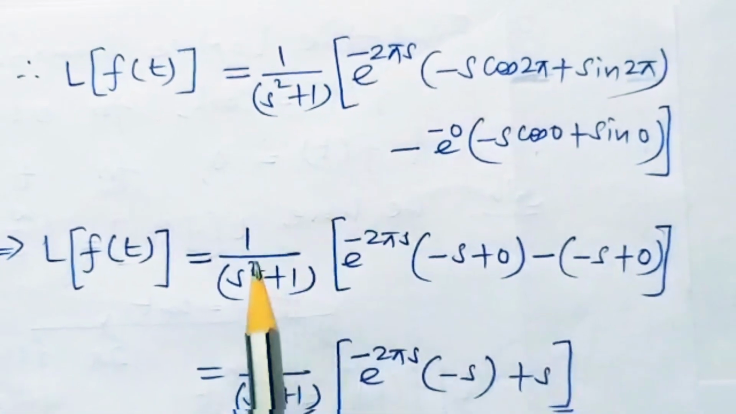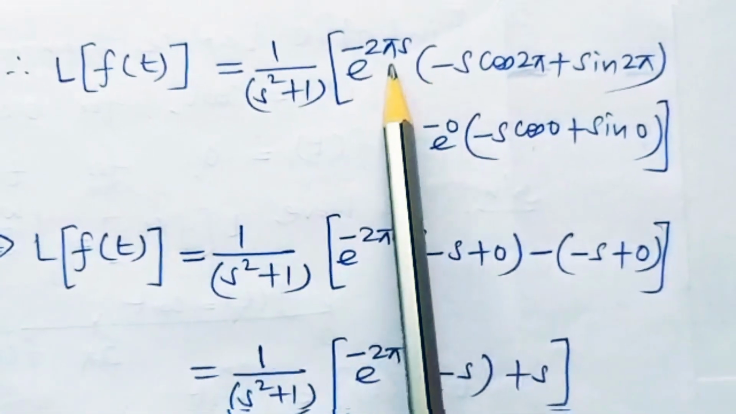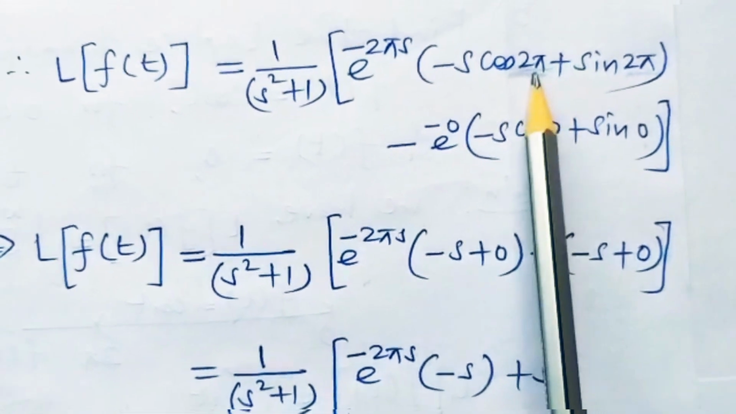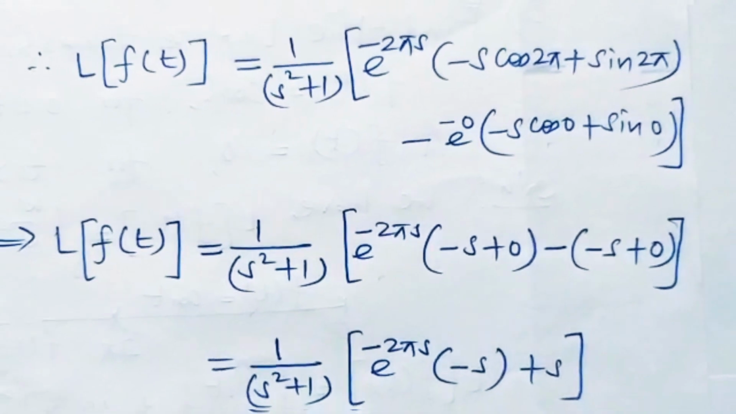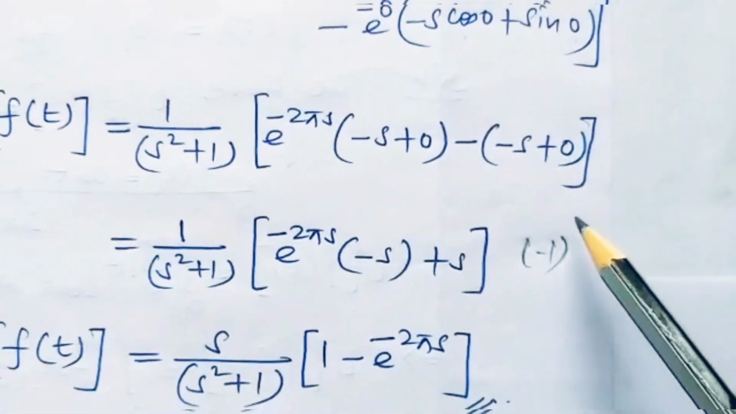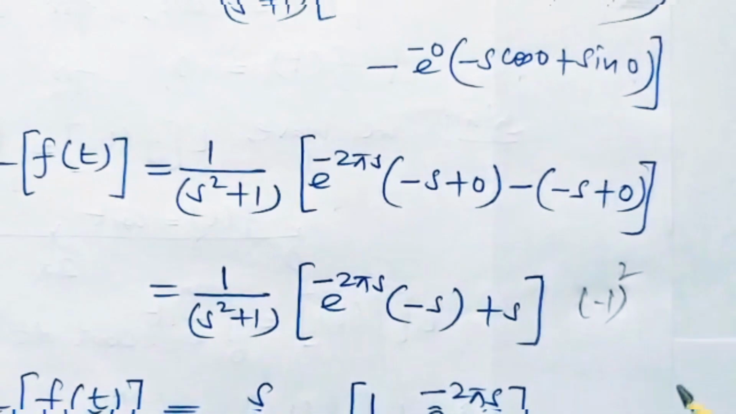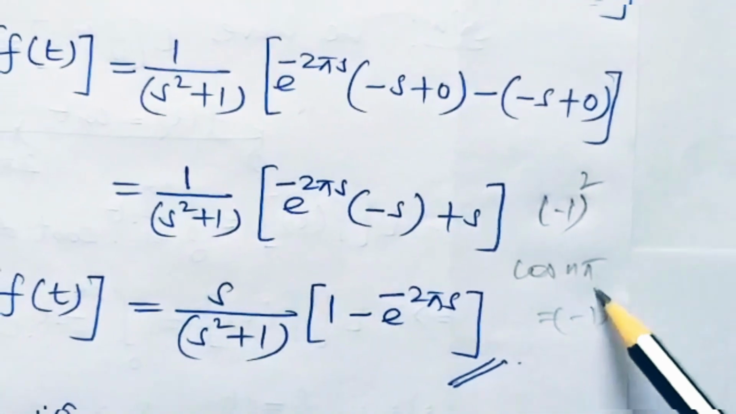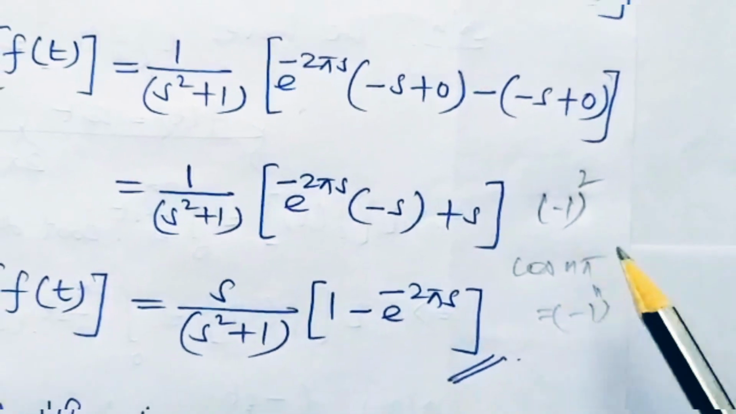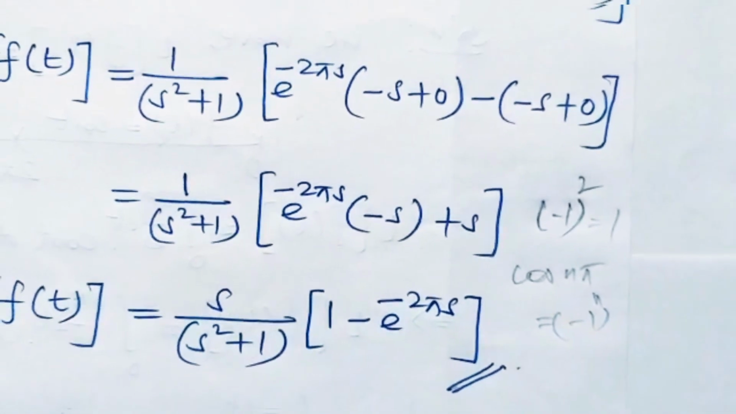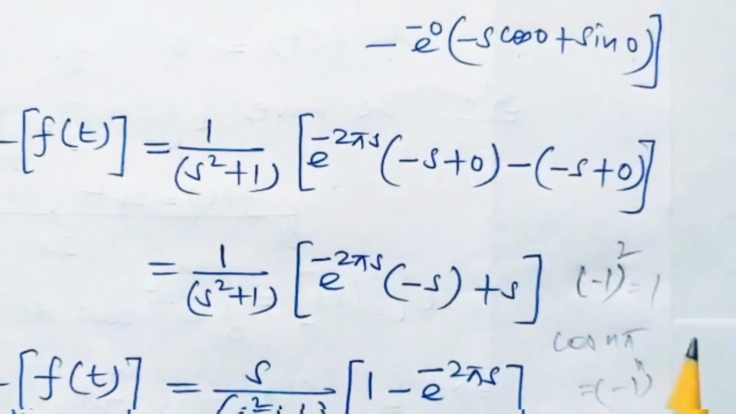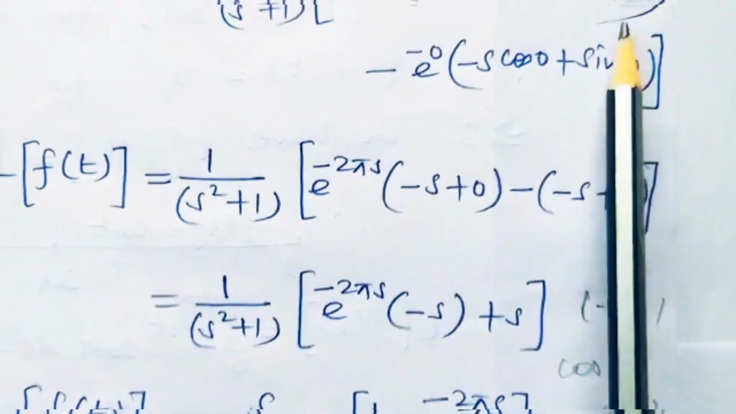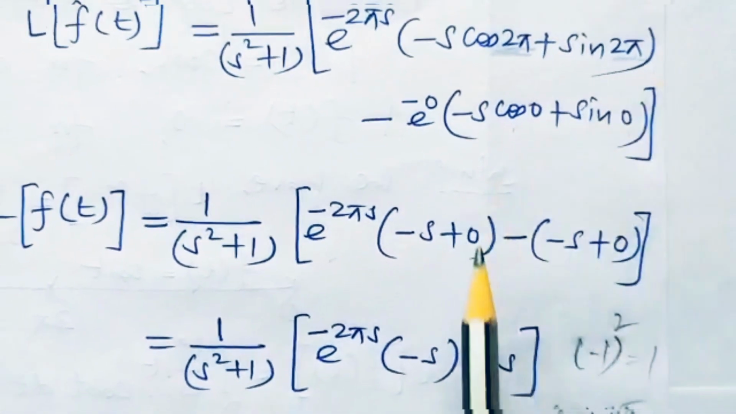We substitute those values. 1 divided by s square plus 1, e to the power of minus 2 pi s, as usual, it becomes a minus s cos of 2 pi. What's the value of cos of 2 pi? Actually, the cos of n pi, the general value is minus 1 to the power of n. Since n is 2, it becomes minus 1 to the power of 2. It is plus 1. I'm sorry, it's not a minus 1, it's a plus 1. So here minus s into plus 1 becomes minus s. As I told you, sine of 2 pi is 0.